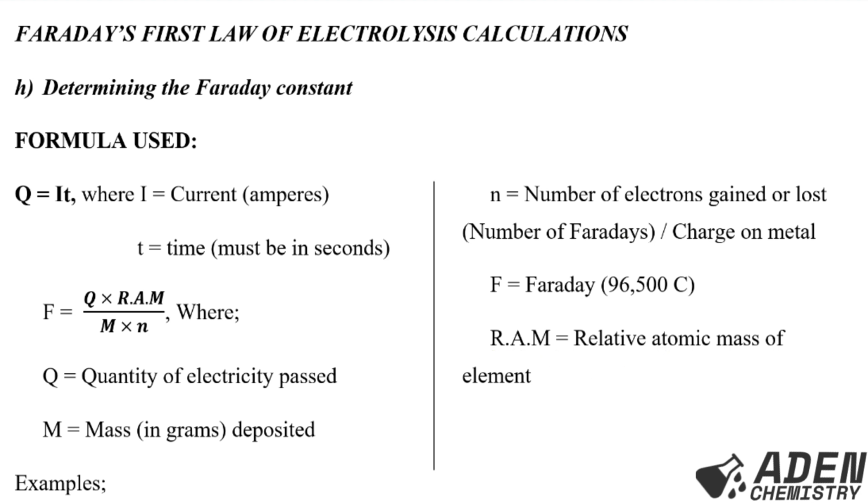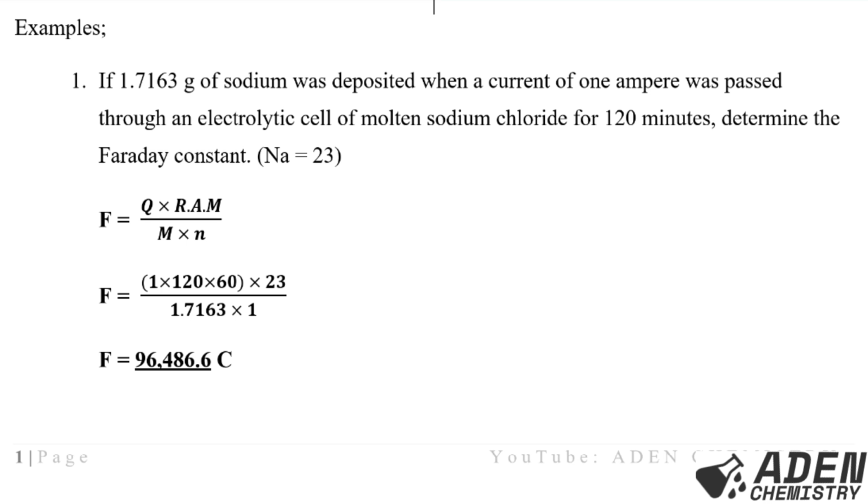Let's go to examples. Example number 1: we are told that 1.7163 gram of sodium was deposited when a current of 1 ampere was passed through an electrolytic cell of molten sodium chloride for 120 minutes. Determine the Faraday constant. Here we are given the relative atomic mass of sodium, which is 23. So Faraday is equal to Q multiplied by Rm divided by M times N.